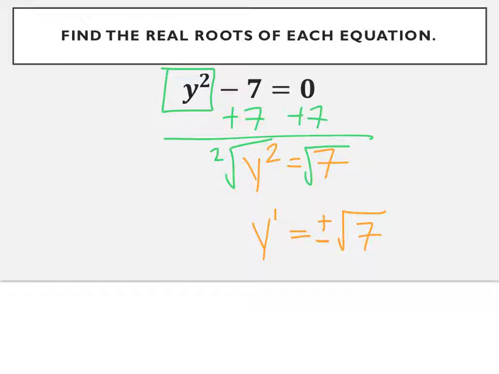But anyways, positive and negative is what you're going to write in front of your answer. And this is what you end up with. y is equal to a positive and a negative square root of 7.